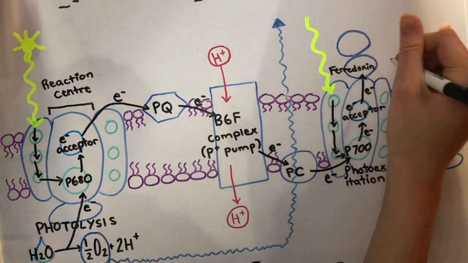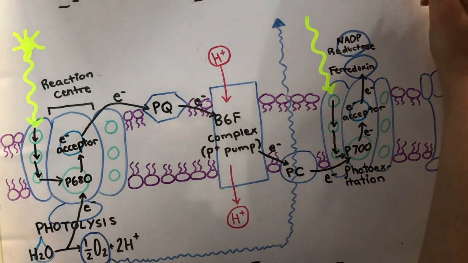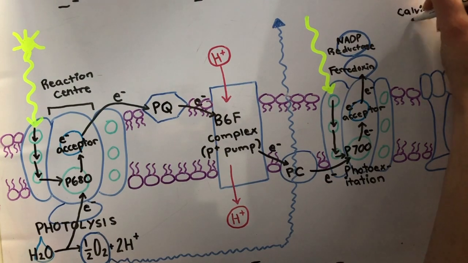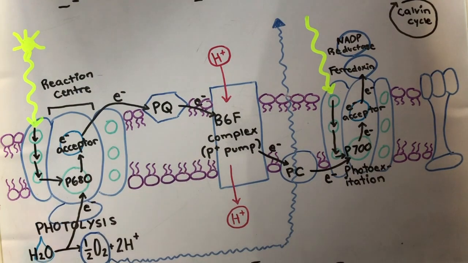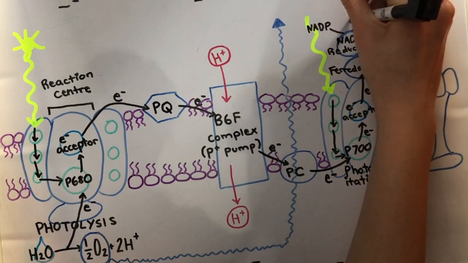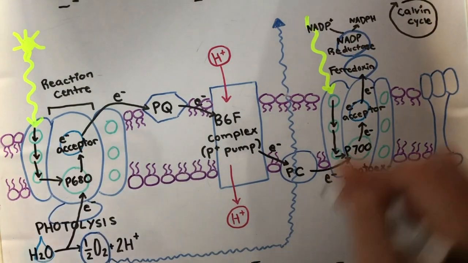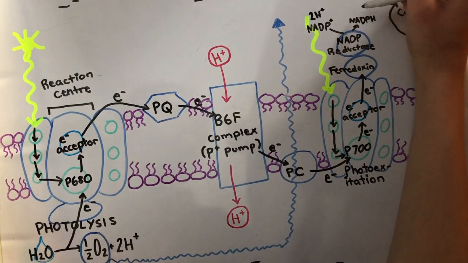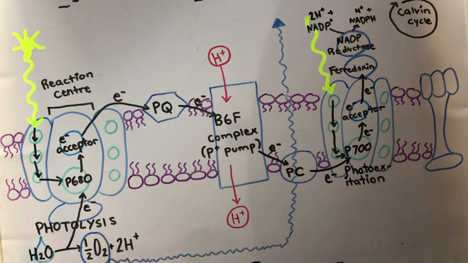Then to the enzyme NADP reductase. This enzyme will reduce NADP plus to NADPH, which is needed for the Calvin cycle, acting as an electron carrier. Specifically, what ferredoxin is doing is donating a hydrogen ion and 2 electrons to NADPH, which is going to go into the Calvin cycle, and the carrier will donate the hydrogen ion and the 2 electrons. After the Calvin cycle, the NADP will be reduced again.